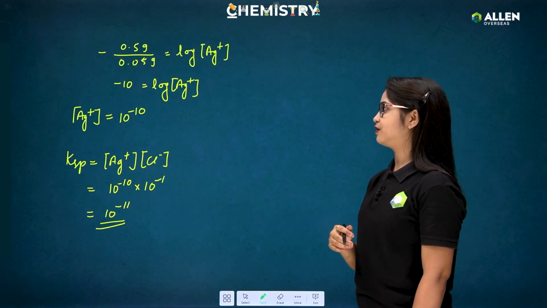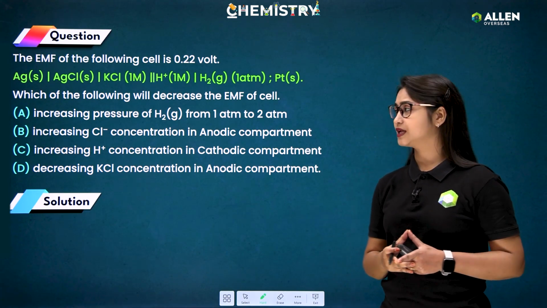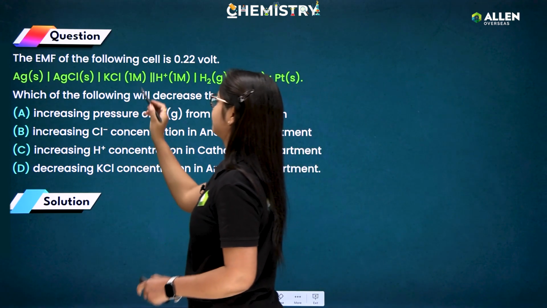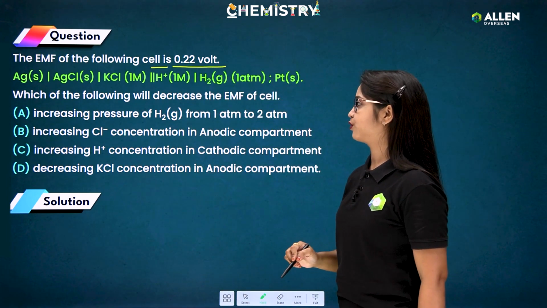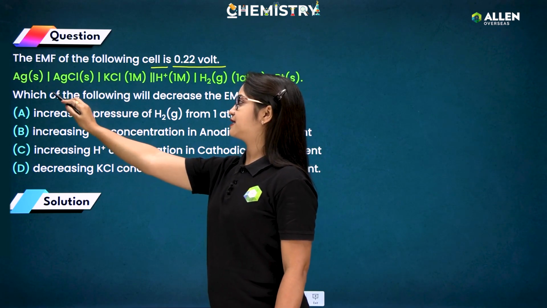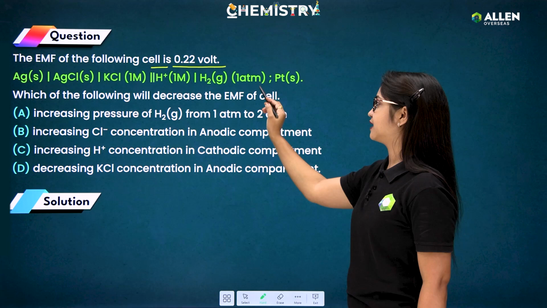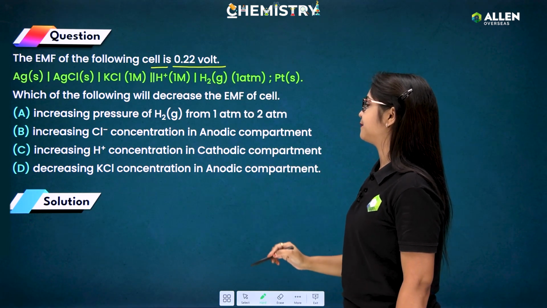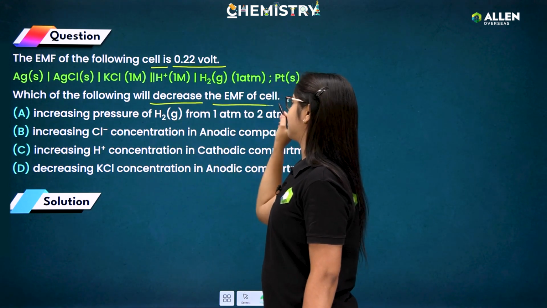Now let's try to solve one more question related to this. This is the question. It says that the EMF of the following cell is 0.22 volt. This cell is given here. The first part is the metal-insoluble salt electrode, and this is the hydrogen electrode. Now, which of the following will decrease the EMF of the cell?